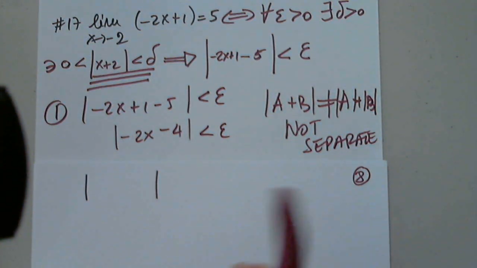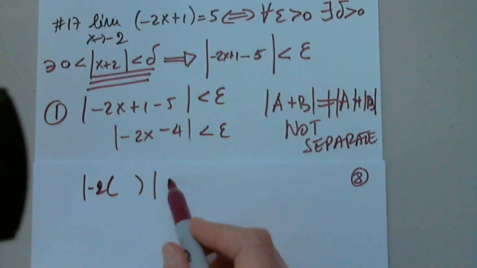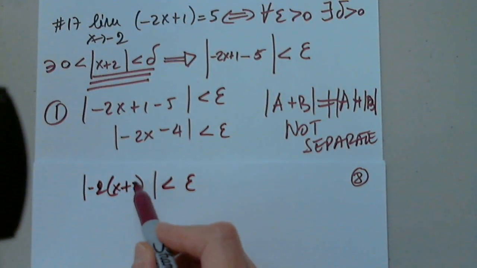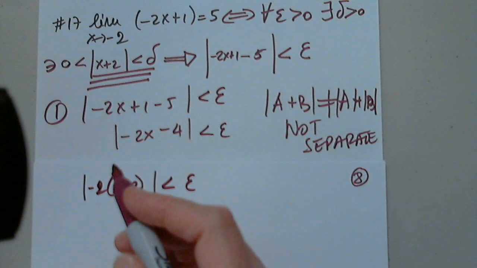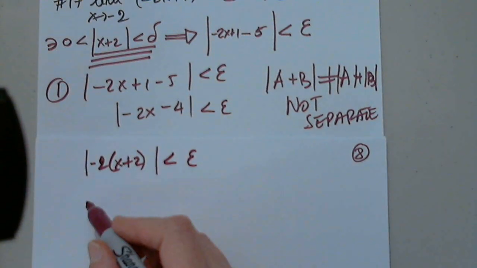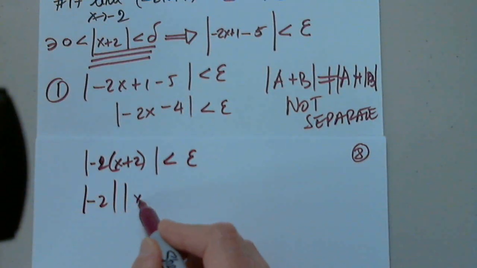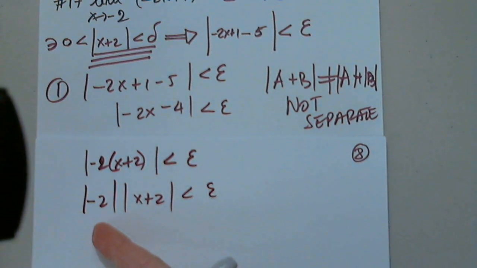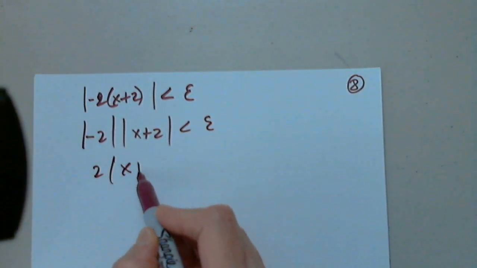You can factor out -2. Yes, very good. What is left in parentheses? X plus 2. Good. We are close. Now this is a product. What do I write? Because it's a product: the absolute value of -2 and the absolute value of x plus 2. Brilliant. Thank you. What is the absolute value of -2? 2. Awesome. What do I do next?